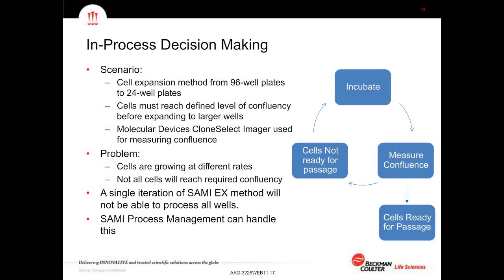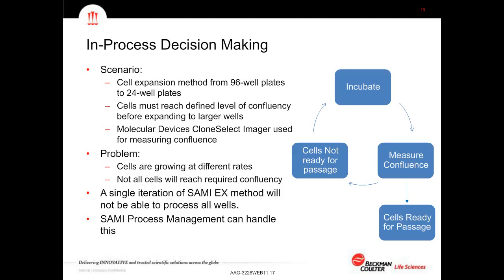It will also help us to decide at what point we want to ditch those plates as well. So we may decide that some wells are never going to reach the confluency to move on, so it also helps us to eliminate cells that perhaps we don't want to passage at this stage. Clearly, a single iteration of SAMI won't be able to handle this, and so SAMI process management is the tool that allows us to both make that decision and handle all of those splitting well groups up and keep them in process.